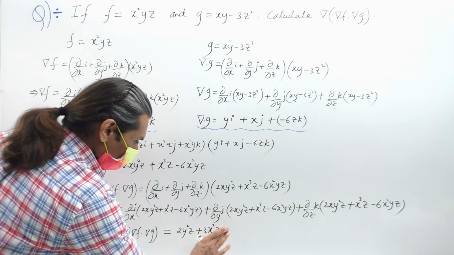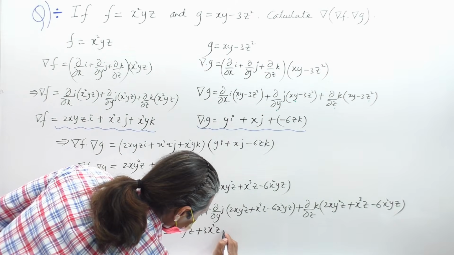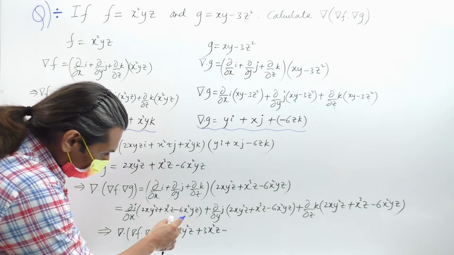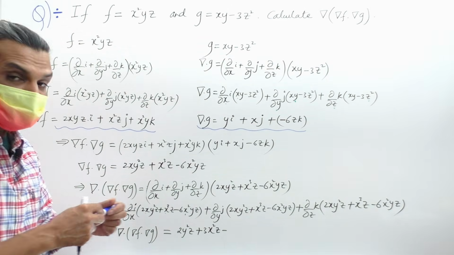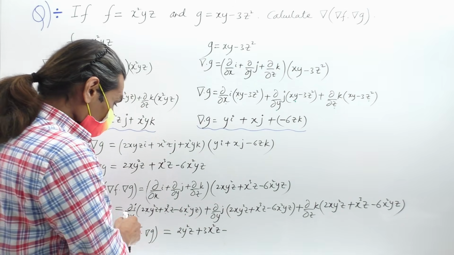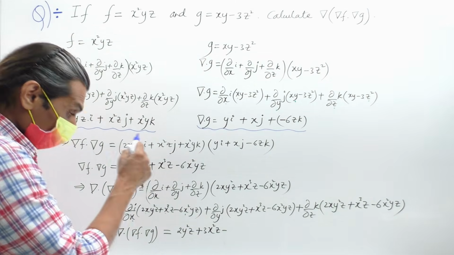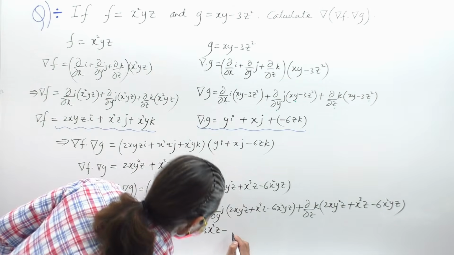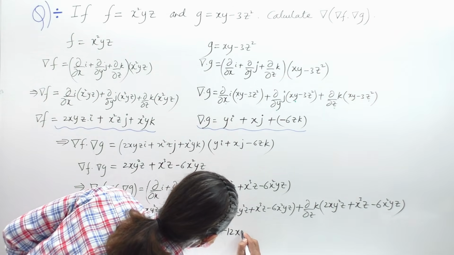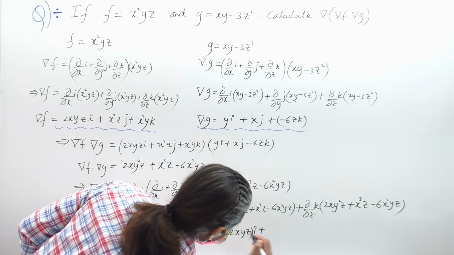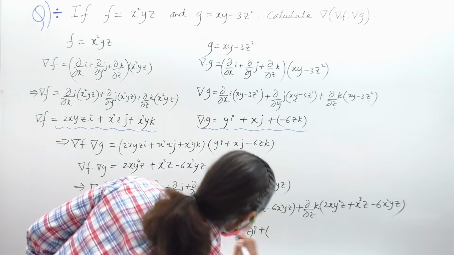Minus ∂/∂x again. See, x is here, so 6yz as it is. Agreed? 6yz as it is. ∂/∂x of x², differentiation of x² is 2x. 2 sixes are 12. I write directly 12xyz into i.